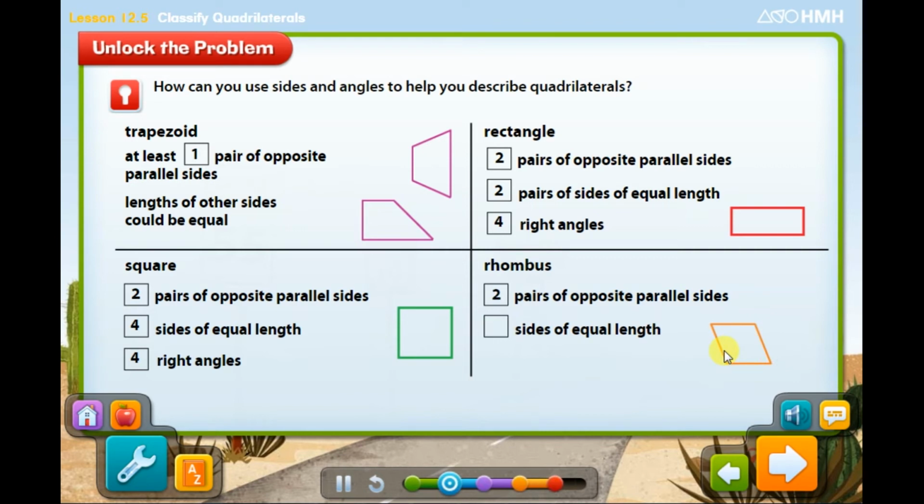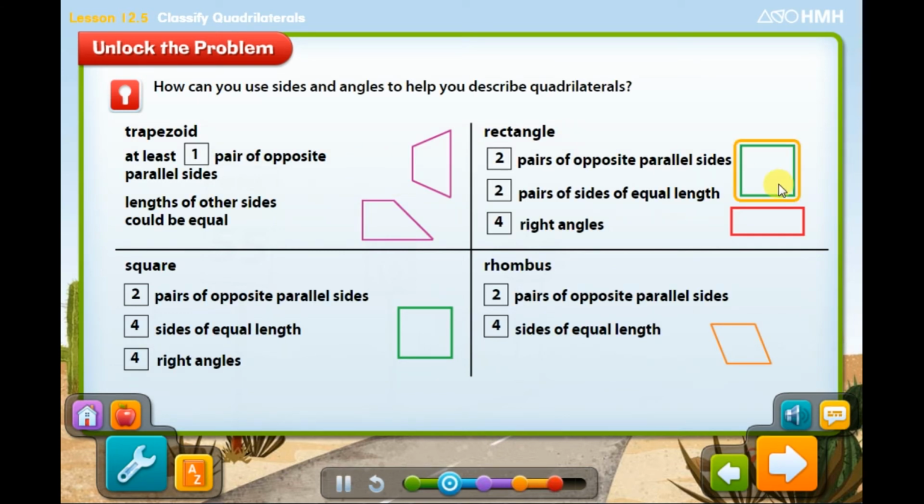now are 2 pairs. How many equal length sides? It has 4 equal sides. So this means 4. But does it have right angles? No right angles at all. Okay, a square can be considered as a trapezoid. Why? Because it has at least one pair of opposite and parallel sides, right? So we can consider a square as a trapezoid.